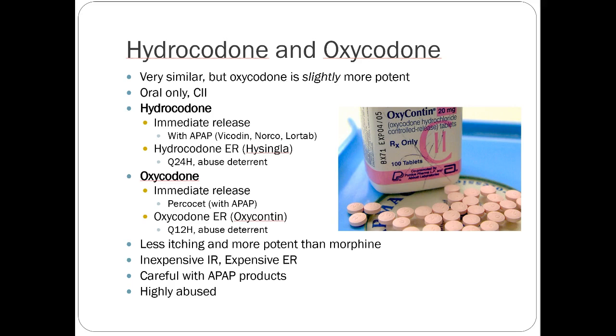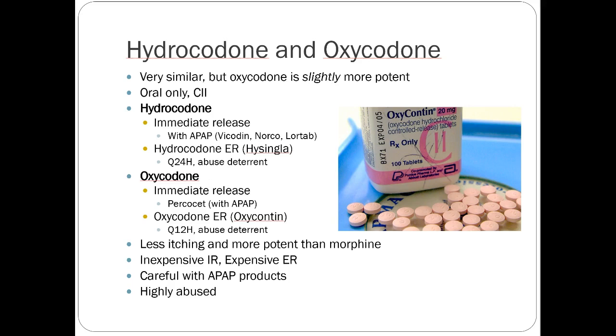Hydrocodone ER is a product that came out. It's a 24-hour with an abuse deterrent mechanism. What that means is that if you try to grind it up and shoot it or snort it or something, it's hard to grind up. That's what an abuse deterrent is. Now, where there's a will, there's a way. I'm sure people have figured out how to do stuff like this. But abuse deterrents always make me laugh a little bit because nothing's really truly a complete deterrent.